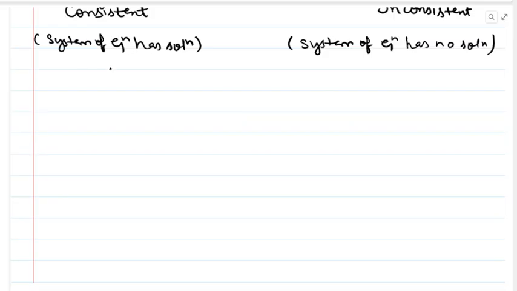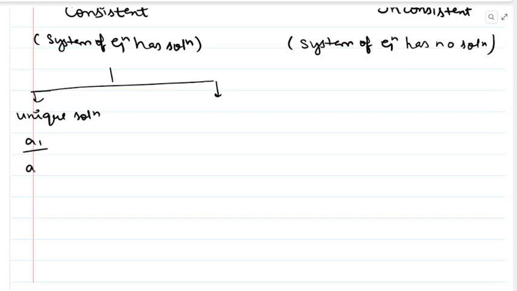Now we will divide it into two parts. Solution exists, so it can be unique, or there can be infinite solutions. So when will the unique solution occur? Unique solution if a1 by a2 is not equal to b1 divided by b2.